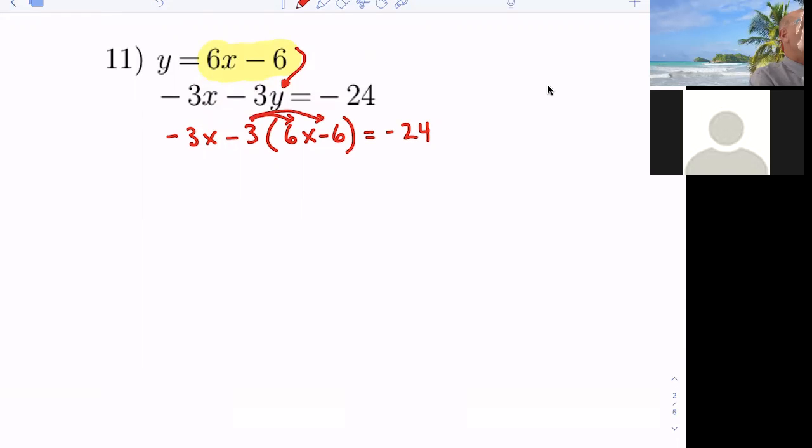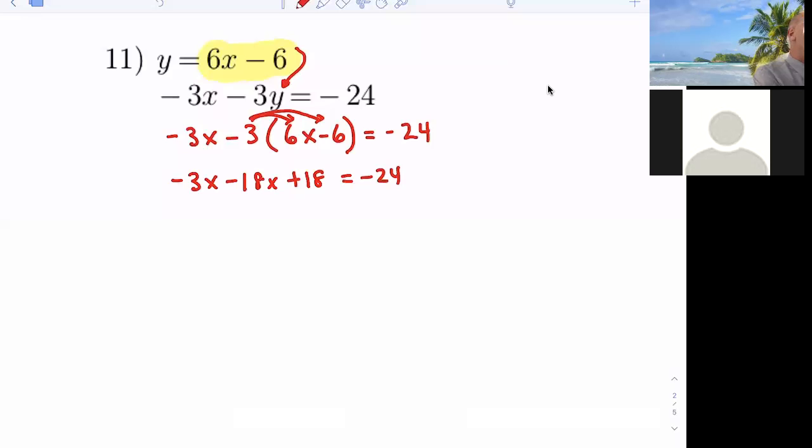Did you drop the y on purpose? Yeah, the y was substituted. The y was replaced with 6x minus 6. Now, from there, we're distributing -3. -3x minus 18x plus 18 equals -24.